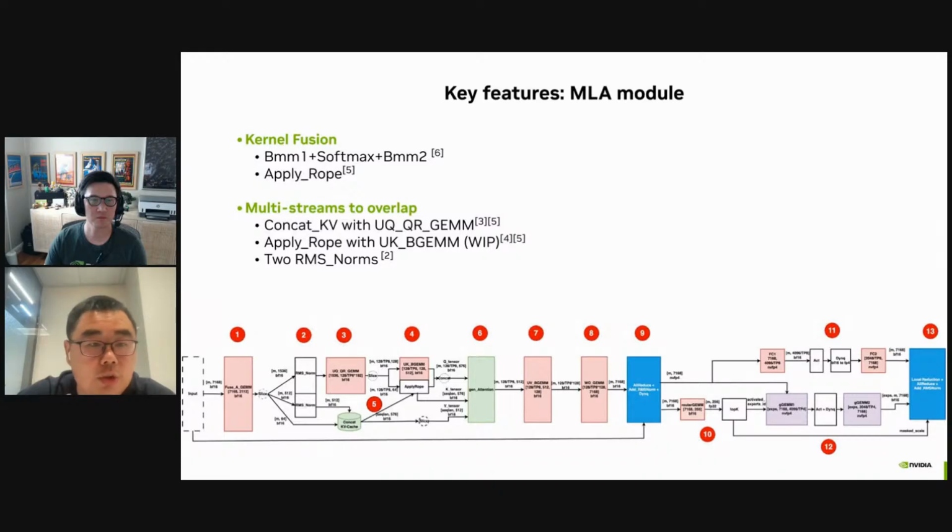We have also introduced multi-streams to overlap some kernels, such as the concat KV with UQ and QR GEMM, such as applied ROPE with UK BMM GEMM. This is work in progress. And such as overlap of RMS norms.